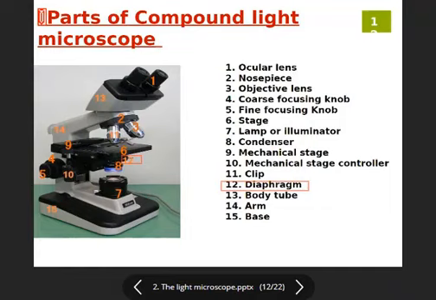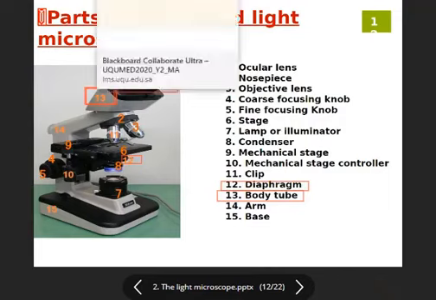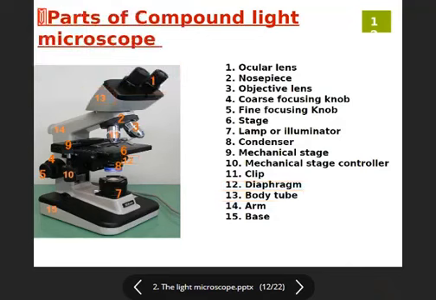Okay, sir. Now number 13. Number 13 is the body tube. This is number 13. Can you see number 13? What is the function of number 13? Very easy. Objective lenses are attached here. Objective lenses are attached at the body tube.